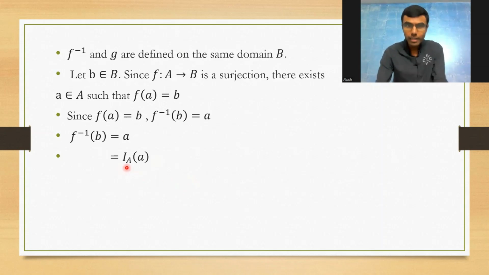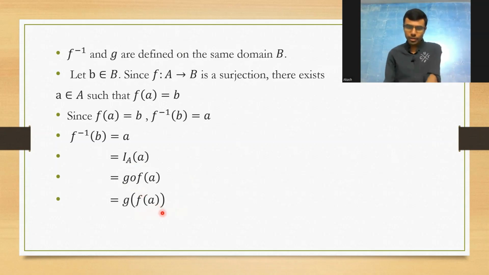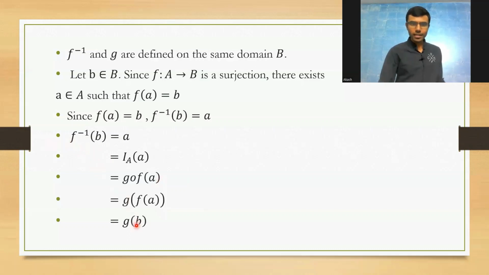Now, what is this I_A? If you remember, it's nothing but g circle f. If you go back a little, I took g such that g circle f equals I_A and f circle g equals I_B. So that's why I can take I_A as g circle f. Now g circle f of a I can write as g of f of a, the basic fundamental of functions. Now what is f of a? It's nothing but b. Ultimately, f inverse of b is nothing but g of b.